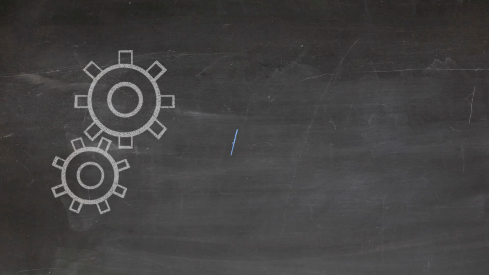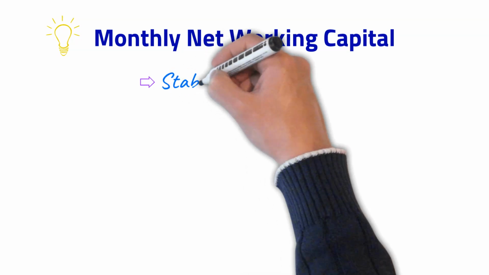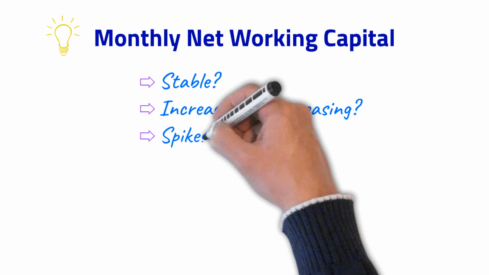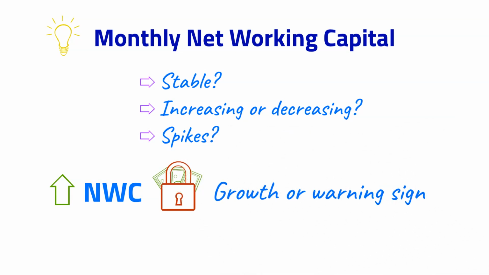What are our steps to analyze monthly net working capital? We start with the simplest view, monthly net working capital trend. Plot net working capital for each month and ask, is it stable? Is it increasing or decreasing? Are there spikes? For example, if net working capital increases every month, it means more and more cash is being tied up. That might be growth, or might be a warning sign.